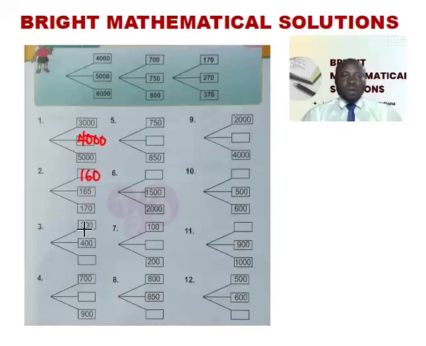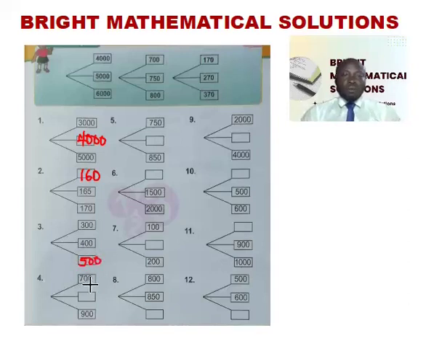To the third one, we have 300, sorry, and we have 400. So the difference between them is 100. So the difference between the second and the third will also be 100. 400 plus 100, so that is 500.